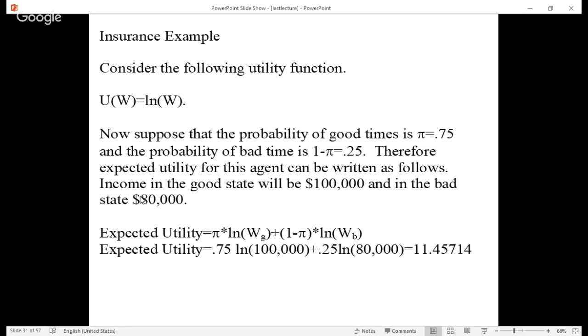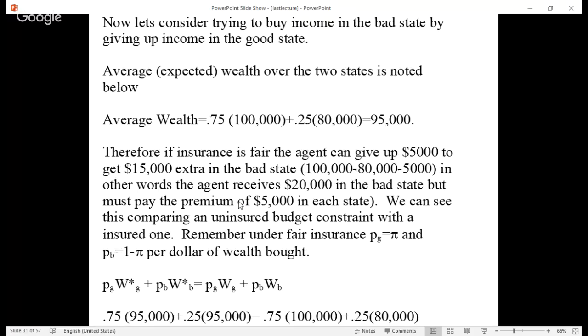I know there's a lot of digits. That's because when you do natural logs, it smushes stuff. So that's without insurance. Suppose this agent was given the opportunity to buy fair insurance. Like I said, fair insurance in the real world doesn't exist, but let's suppose he did, where he could keep his wealth equal in both states. So in this case, I'm going to assume that this fair insurance costs $5,000. So I pay $5,000 in either state. No matter what happens, I pay $5,000.